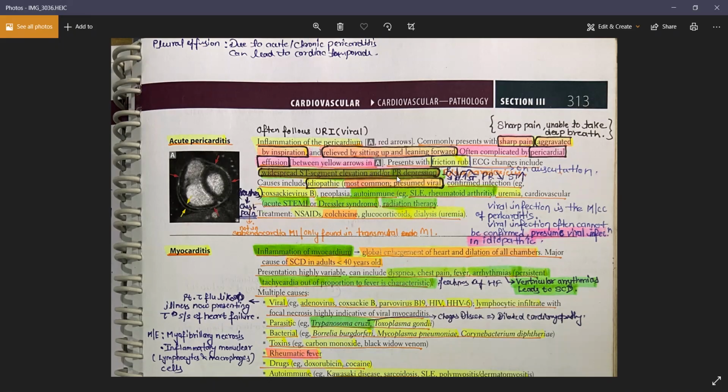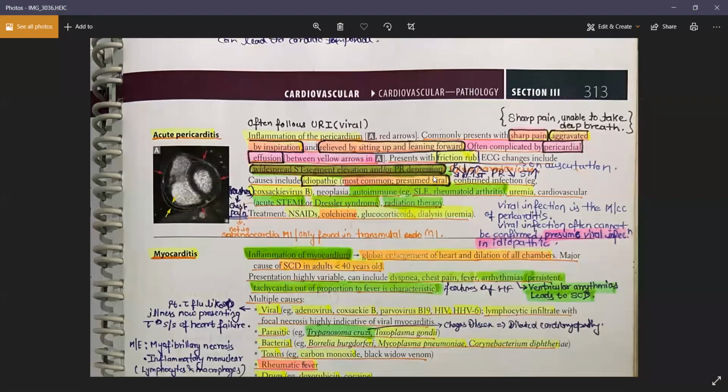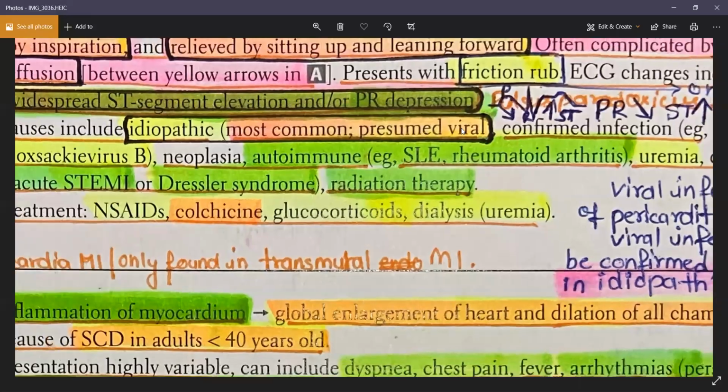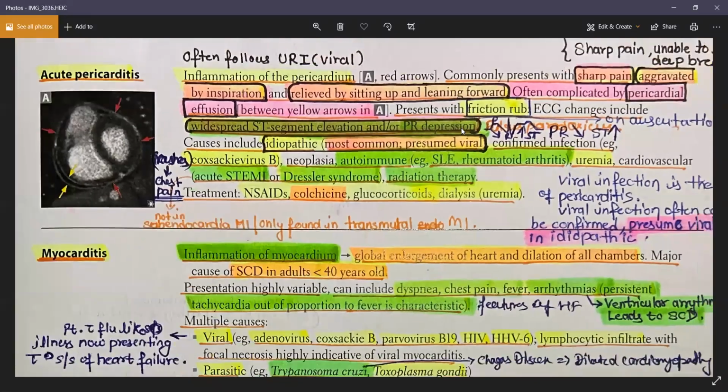Another feature is the PR depression. As you can see, generally after the P wave is over, there's a horizontal segment that comes, right? Which is the PR segment. In this scenario, you have a PR segment depression like that. Okay, very important. So PR depression and ST segment elevation.